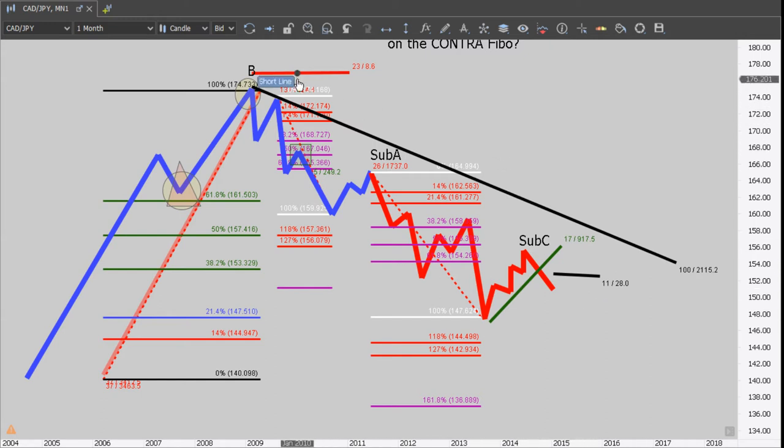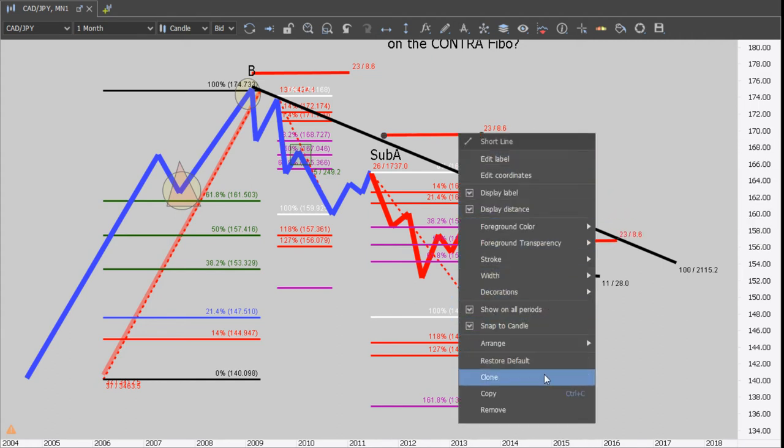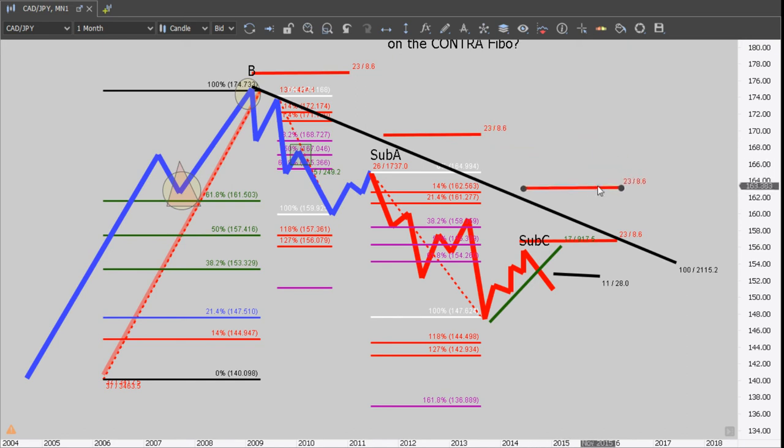What about now, everybody? Where should the stop loss go? B high, sub A, sub C, above the downtrend line. What do you think? See everybody, this sequence right now, this contrarian Fibonacci in this second example is totally different.